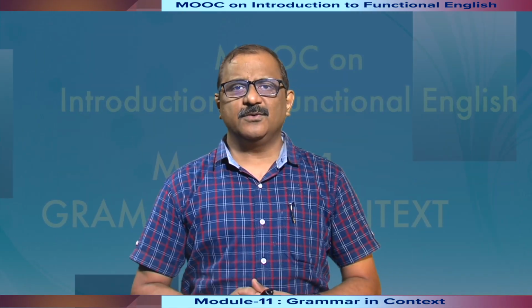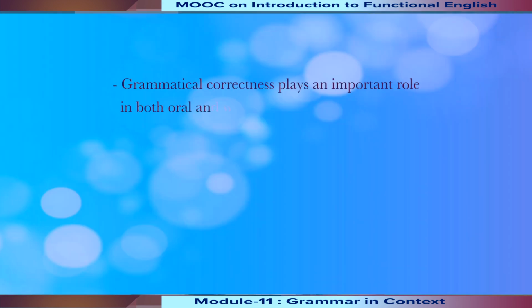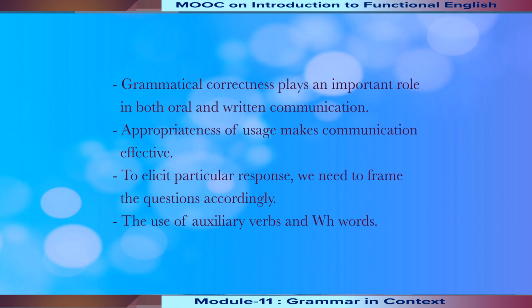So friends, as we conclude this module, we must have learned that: 1. Grammatical correctness plays an important role in both oral and written communication. 2. Appropriateness of use makes communication effective or more effective. 3. To elicit a particular response, we need to frame the questions accordingly. 4. The use of auxiliary verbs and the use of WH words in framing questions.